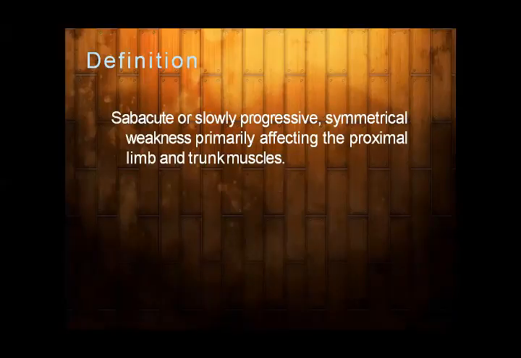So polymyositis is a subacute or slowly progressive symmetrical weakness, primarily affecting the proximal limbs and the trunk muscles. So you have body pains, especially involving the shoulder girdle and the limb girdle, the muscles of the buttock, and your thigh muscles. Basically, there is proximal myopathy, chronic inflammation leading to weakness and atrophy of the muscles. So it is one of the chronic inflammatory disorders involving the muscles.